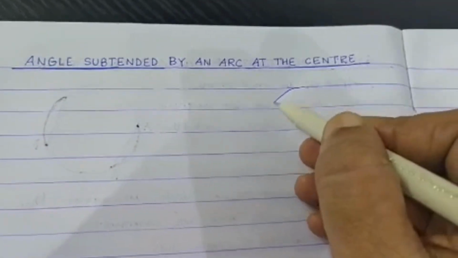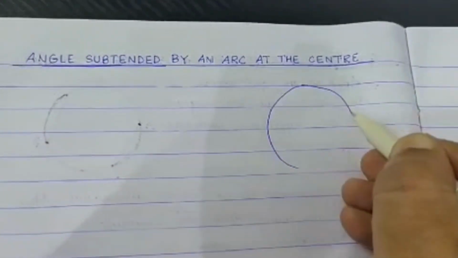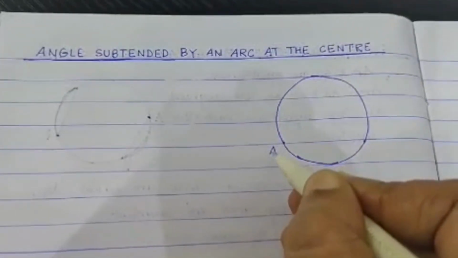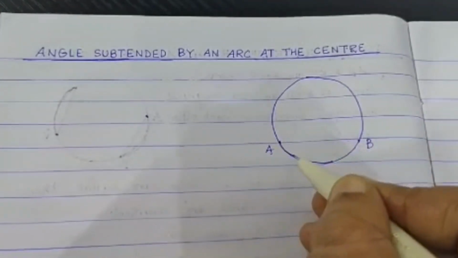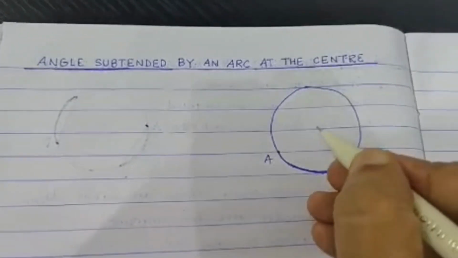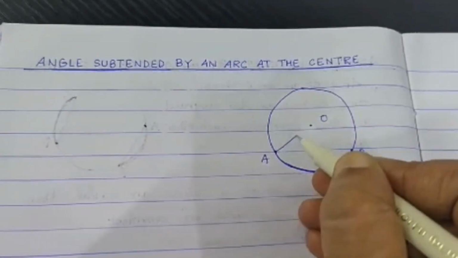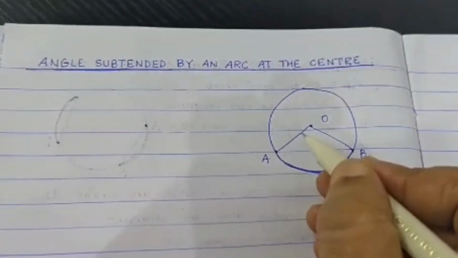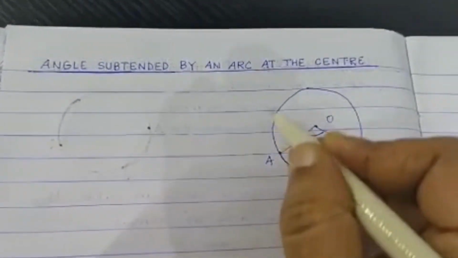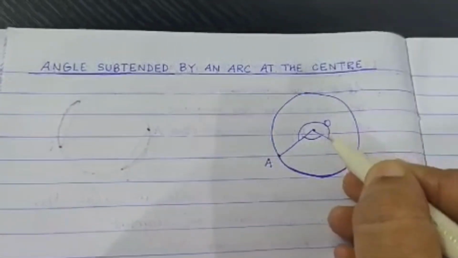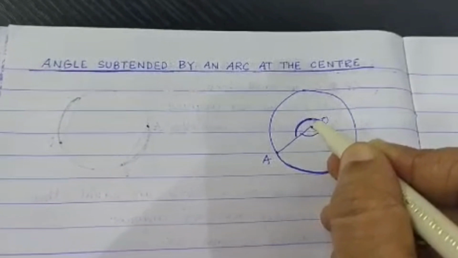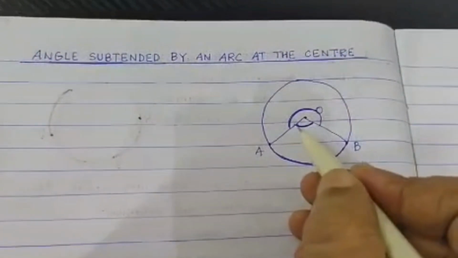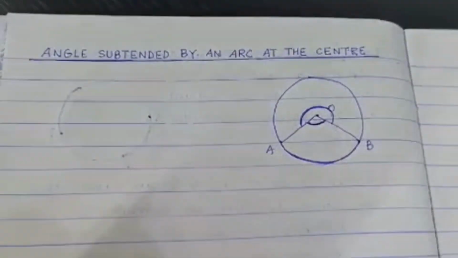Let us suppose this is a circle and this one is an arc AB of the circle. The angle subtended by this arc at the center means basically the minor arc is subtending this angle AOB, and the major arc is subtending this angle like this. We call this angle the reflex of this angle, which you have studied in an earlier chapter. So this is angle AOB and this one is reflex angle AOB.